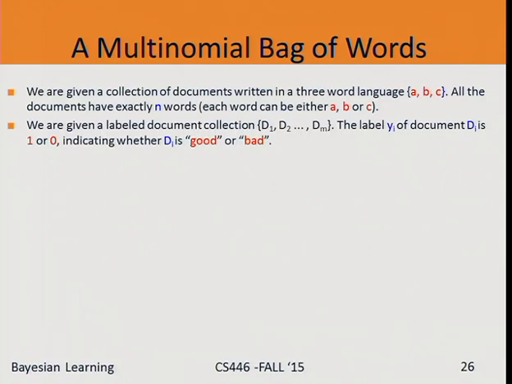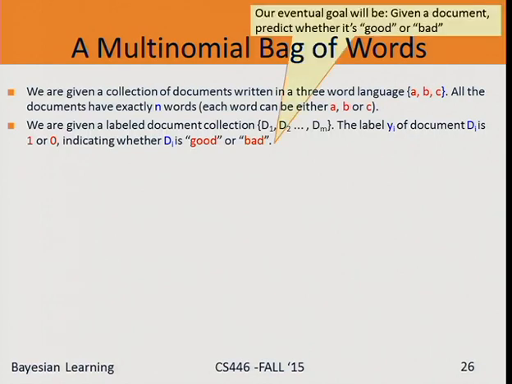So I'm given a collection of documents. They are all written in a very simple language, ABC, three different words, that's it. All the documents, I'm going to assume, have exactly N words. They are all A, B, or C. And we are given a labeled collection. So for each document in the M documents, I'm going to get a label that is either good or bad. Either this is a good document or a bad document, okay?